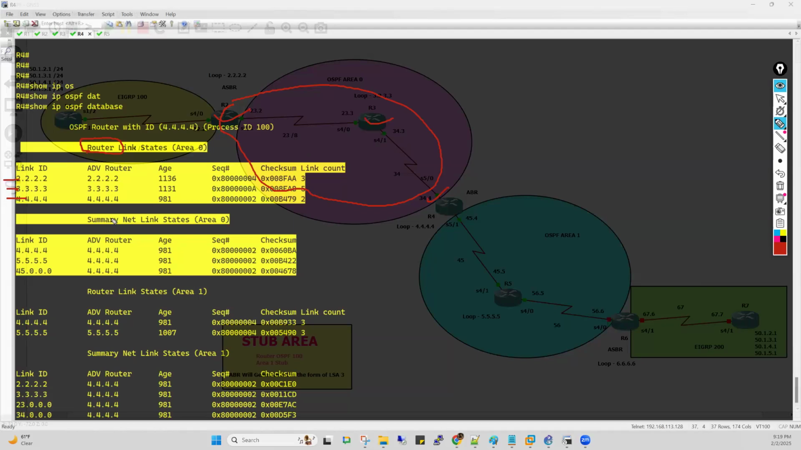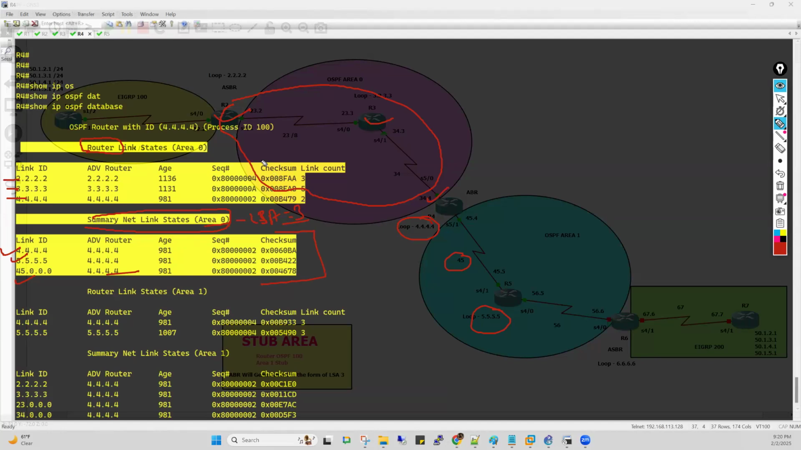Fine. Now come here. Summary LSA. Summary LSA means LSA number 3, yes or no? Right? Now area number 0. In area number 0, what is the information? 4, 45. Where is 4? 4, 45 is this and 5 is this. What do you mean by this? Again, you guys will think, sir, these networks are not present in area 0. Right?